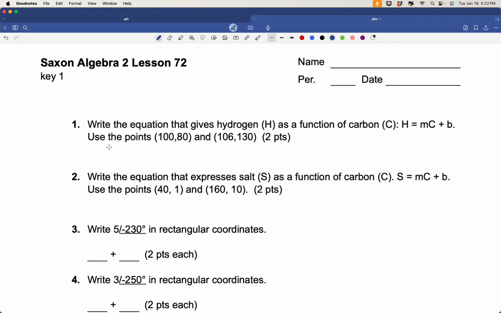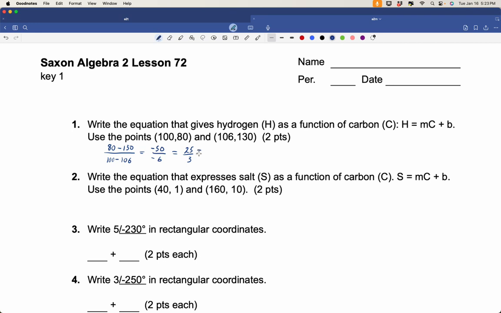To find slope, we're going to do change in y over change in x. I'm just going to do it in the order that it's written: 80 minus 130 over 100 minus 106, and 80 minus 30, that's going to be a negative 50 over a negative 6. Is that right? Yes, that's right. So that's obviously going to be a positive because it's a negative and negative, and 50 over 6, we can reduce to 25 over 3. And it's now a positive number.